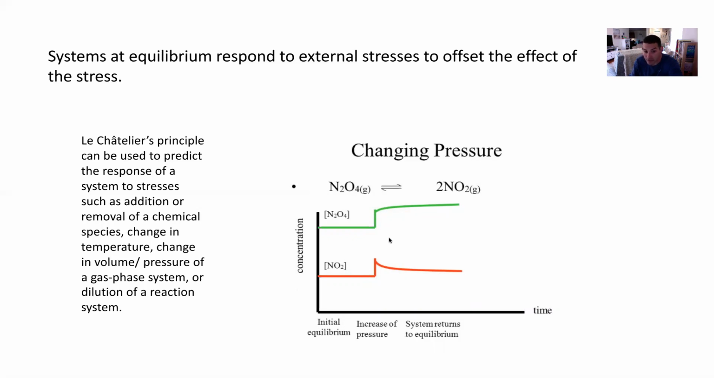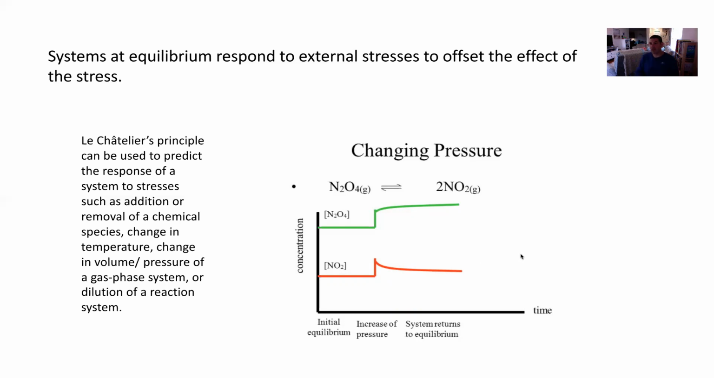Why would that happen? If you increase the pressure, it's going to shift to the side of the reaction with less moles of gas. As a reactant, there's 1 mole of gas present. As a product, there are 2 moles of gas present. So if we increase the pressure, it's going to want to shift to the side with less moles of gas, almost to try to alleviate that pressure. So it's going to shift left to the N2O4, and we see that in the graph.